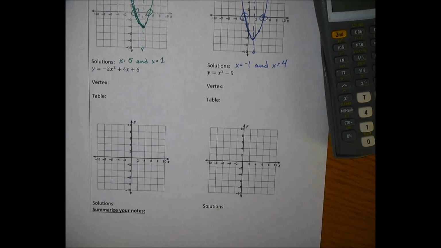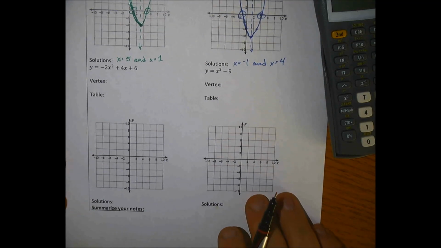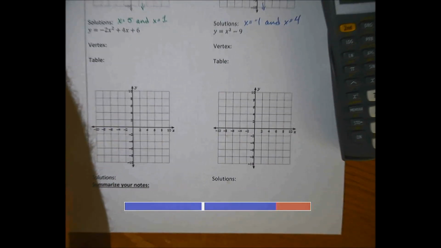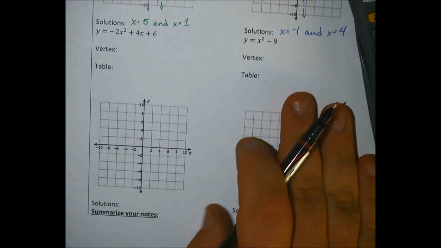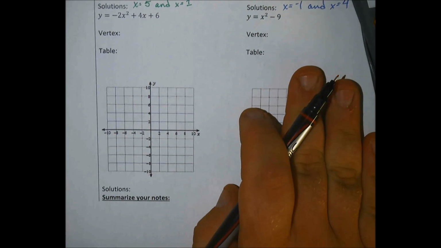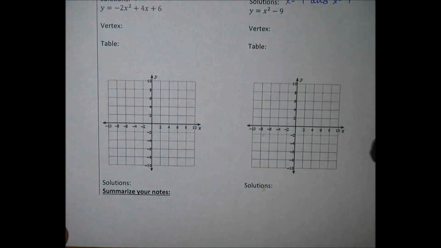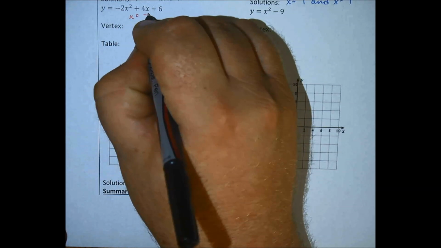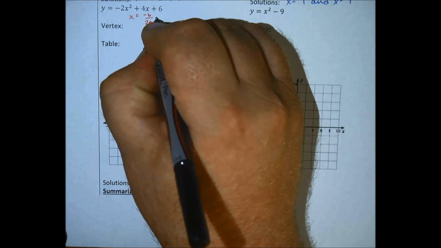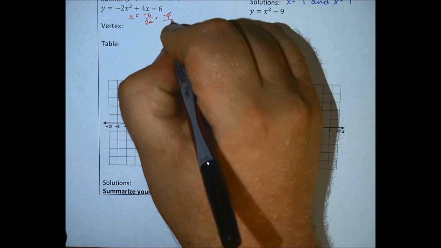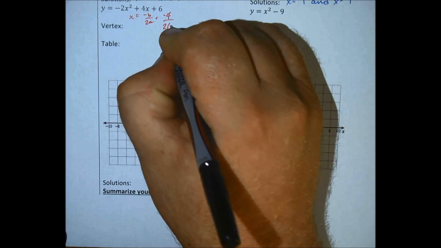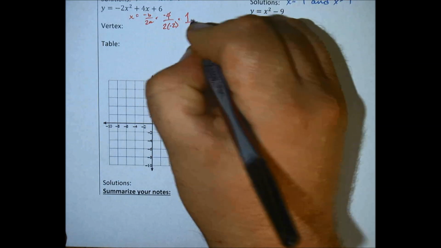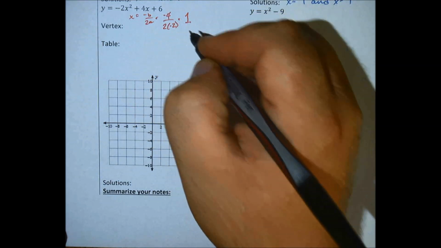Okay, welcome back. Hopefully you had a chance to get those completed. And let's go ahead and see how you did. So I kind of gave you a tough one here for the first one because we actually have an a value. And our a value is -2. Let's see how that works out for us. x equals -b over 2a. So that's -4 over 2 times -2, which is -4 over -4, which is 1.